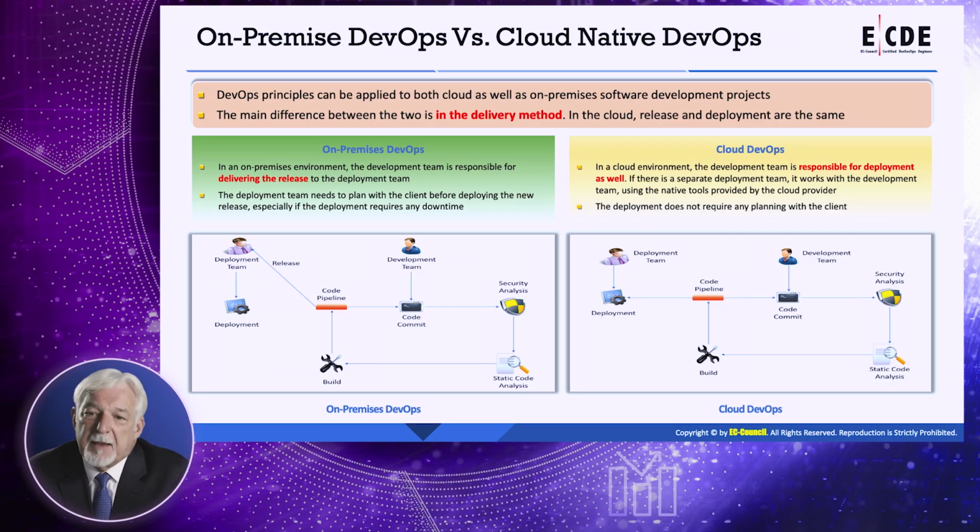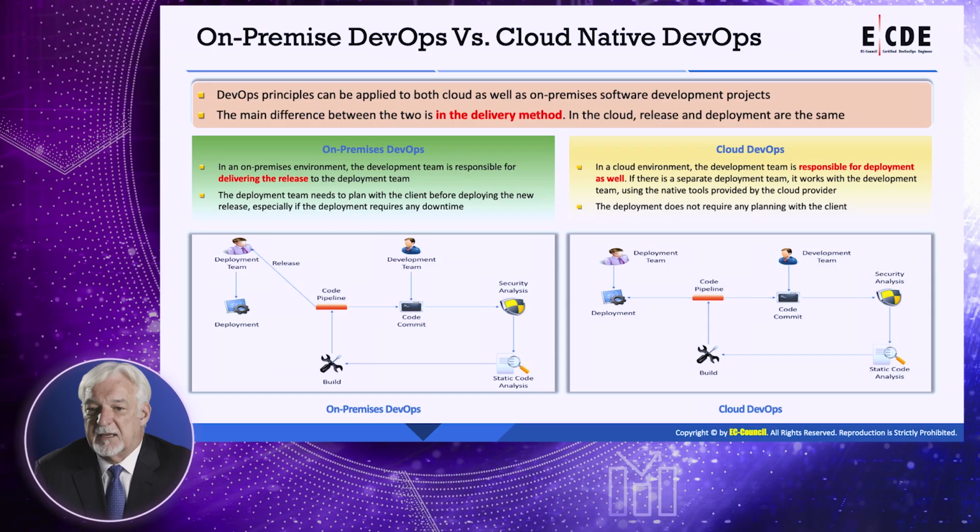With the cloud DevOps approach, the development team is responsible for deployment as well. If there's a separate deployment team, it works with the development team using the native tools provided by the cloud provider. And we'll get into some of those native tools and what they look like. The deployment does not require any planning really with the client because it's all cloud and it's rolled in.